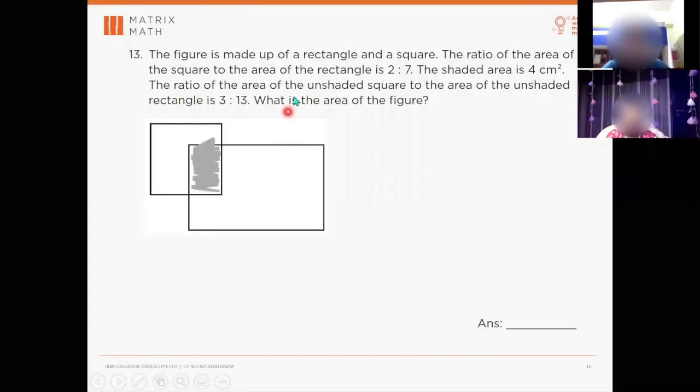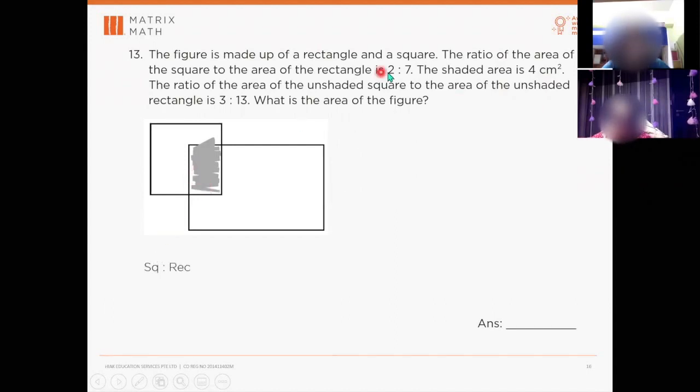Okay, so the figure is made up of a rectangle and a square. The ratio of the area of the square to the area of the rectangle is 2 to 7. Then they tell you the shaded area is 4 cm square. So straight away, when you get the shaded area is 4, you annotate it on your diagram here.